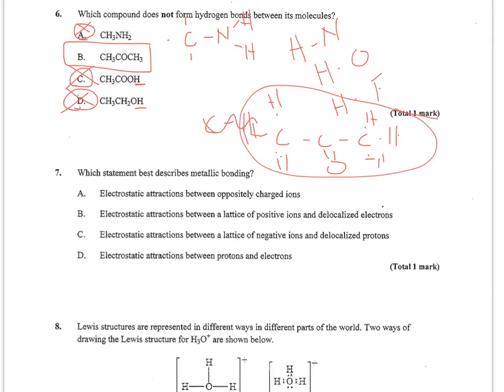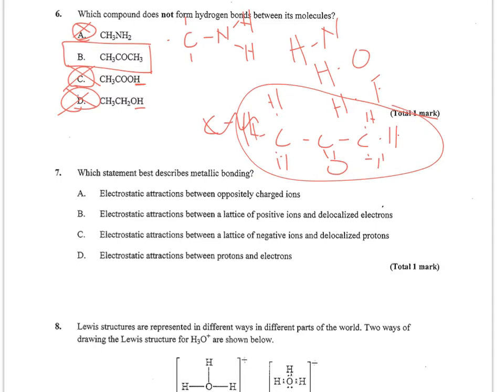So with that being the remaining structure, B would be the one that does not form a hydrogen bond.